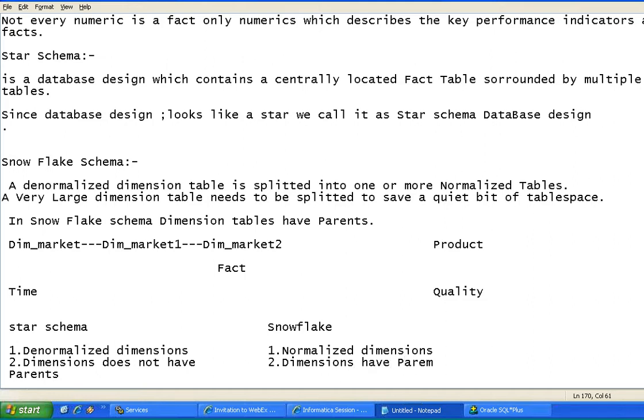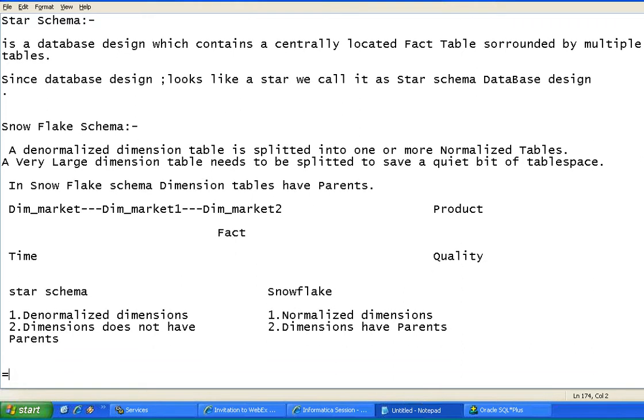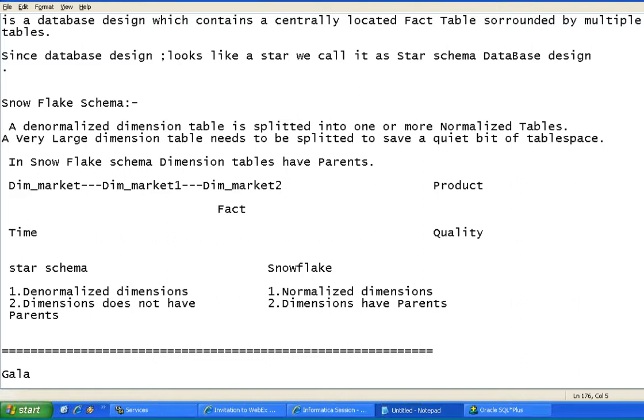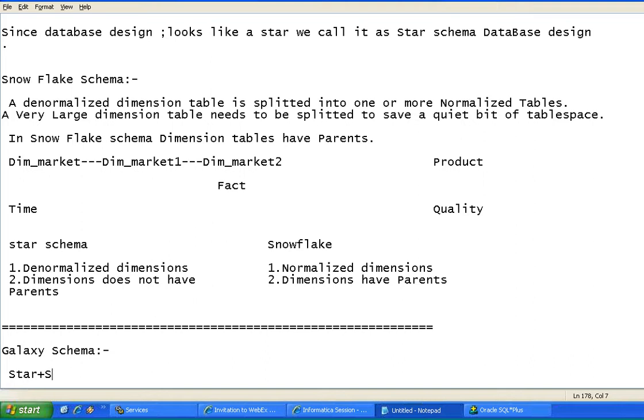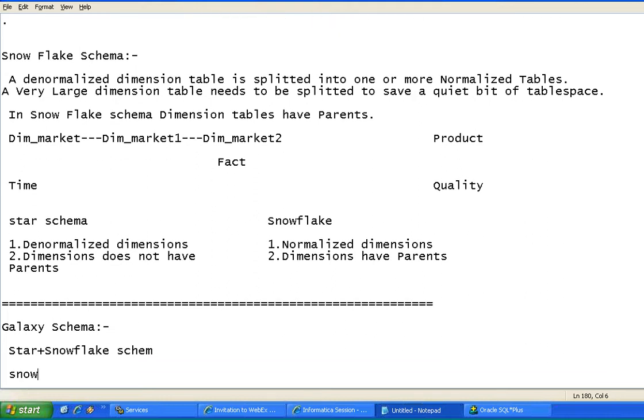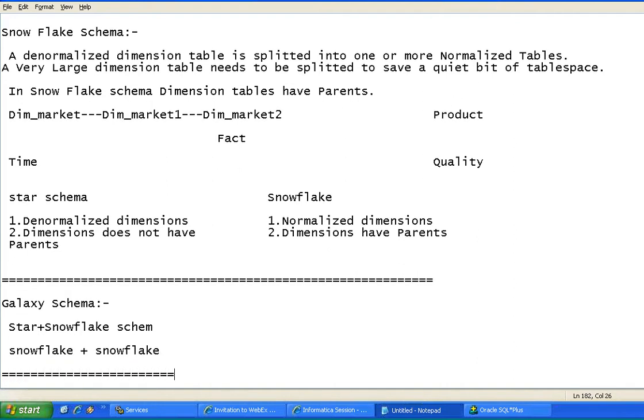So this is the difference between star schema and Snowflake schema. And coming to Galaxy schema, it is nothing but a combination of star and Snowflake. It can be a combination of star schema and Snowflake schema, or it can be a combination of Snowflake and Snowflake. That is what we call a Galaxy schema. A combination of Snowflake and Snowflake is also what we call a Galaxy schema.